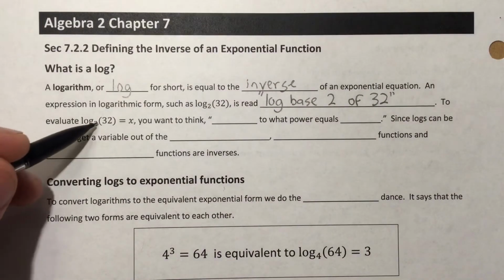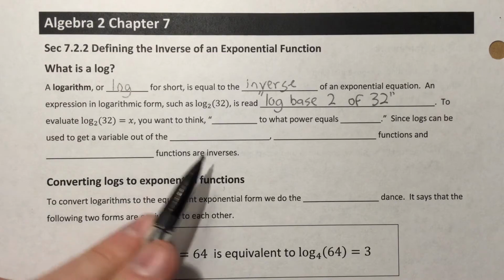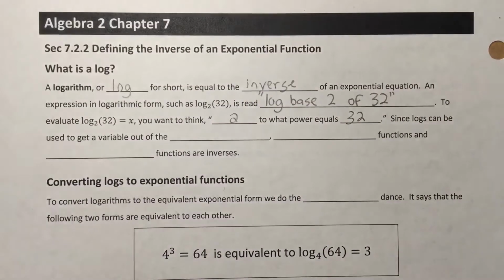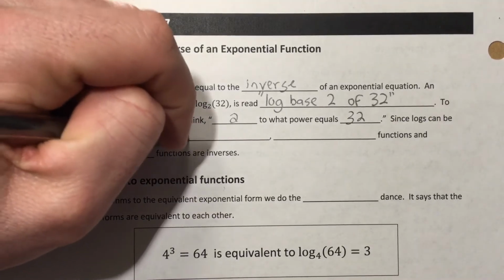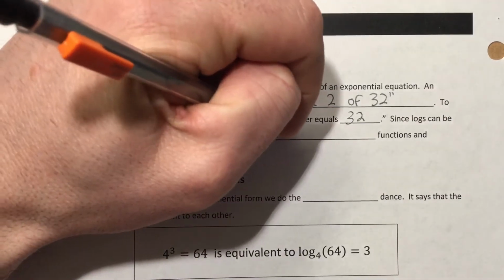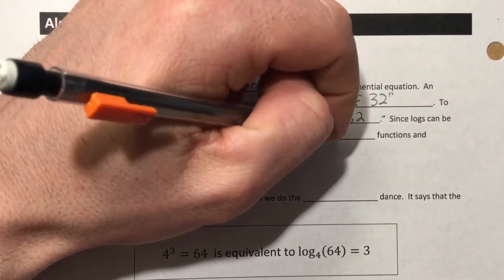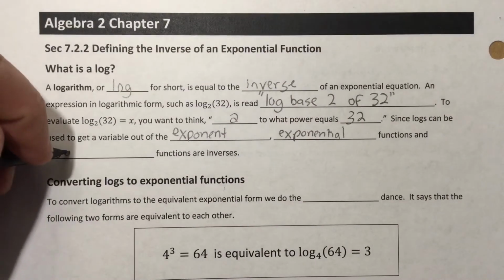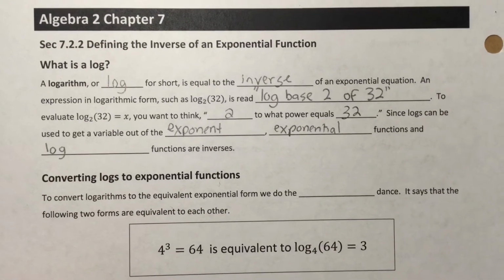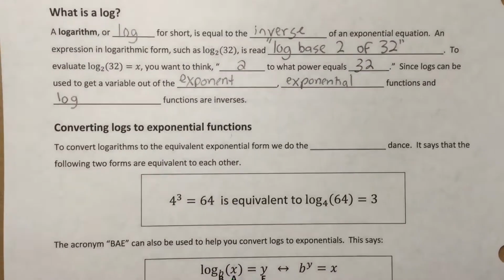To evaluate log base 2 of 32 equals x, you want to think 2 to what power equals 32. Since logs can be used to get a variable out of the exponent, exponential functions and log functions are inverses. So that's the whole point of why we're using logs, is because logs and exponentials are inverses. All right, so converting logs to exponential equations.